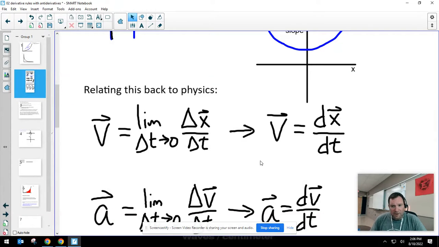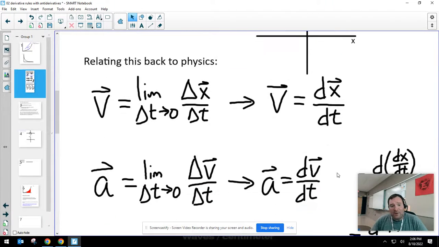One other thing that you are probably noticing looking at these is you see these little arrow-looking shapes on top of the v's and the x's and the a's if you've looked down so far. Those are just symbols that I like to use to remind me that I'm looking at a vector here, that these things have direction. Position is a vector, velocity is a vector, acceleration is a vector.